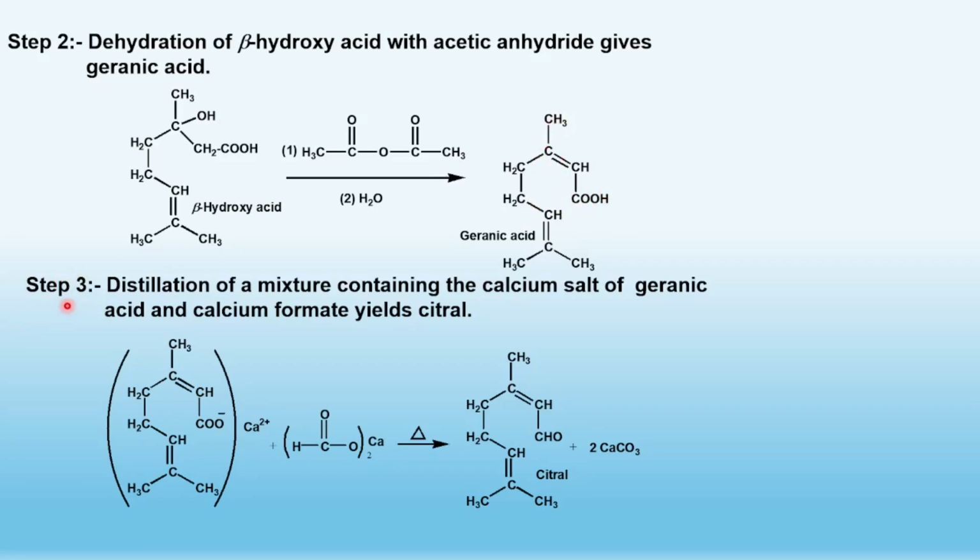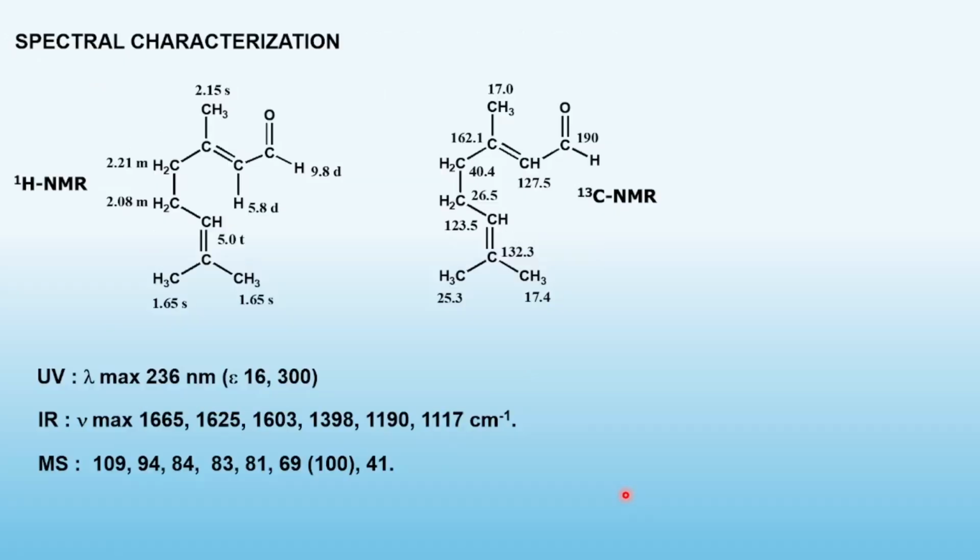And in the third step, distillation of a mixture containing the calcium salt of geranic acid and calcium formate yields citral. As you can see, here is calcium formate and calcium geranic acid salt. So after the distillation, we will get citral along with calcium carbonate.